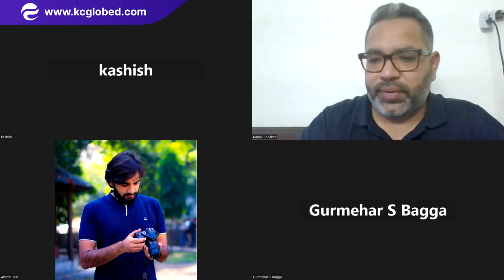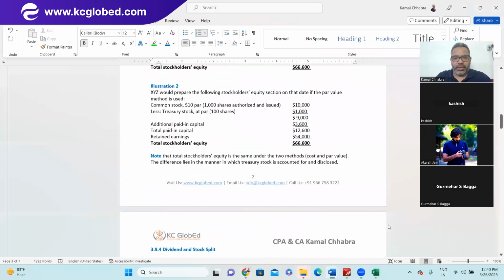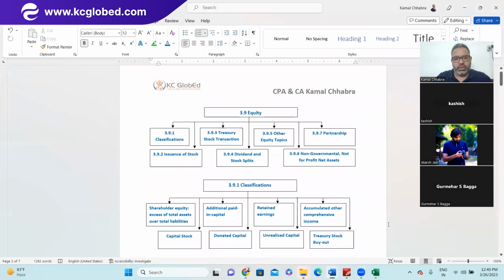So we are continuing with the equity. So far we have covered three main topics under equity, which are classification of equity, issuance of stock, and treasury stock transactions. Now we are jumping onto dividends and stock splits. Then we'll look at other topics in equity, which are kind of miscellaneous. Then we have two special topics: one is for non-governmental not-for-profit, and one is for partnership. So we'll be covering all these four topics in the next 1 hour, right?